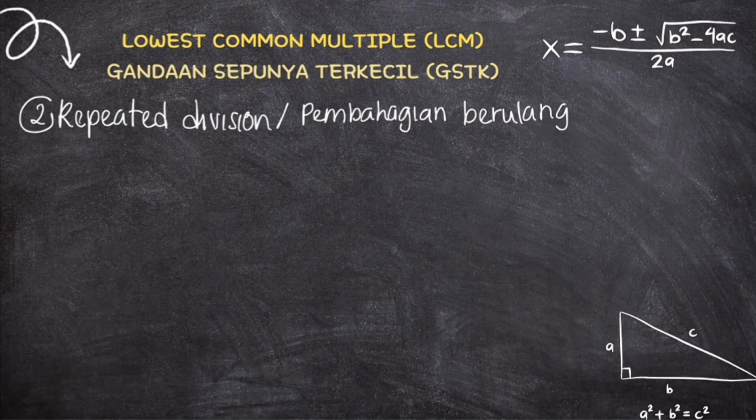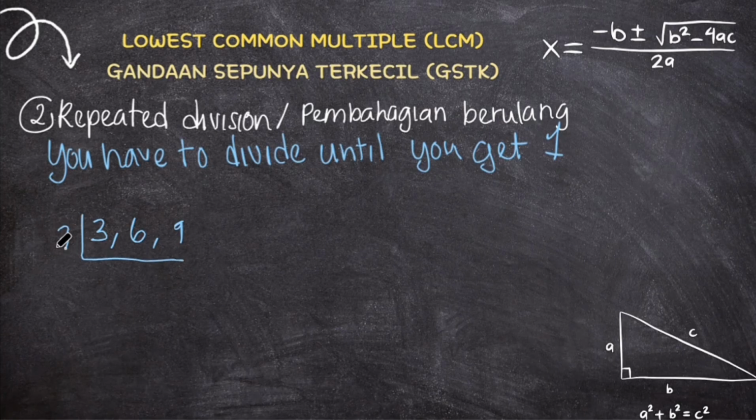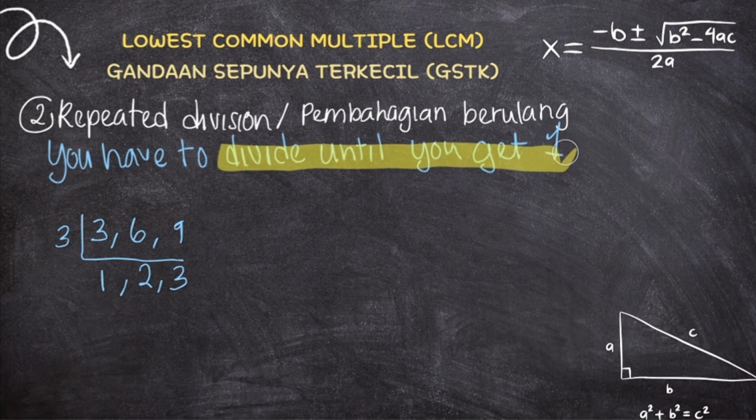This is the same repeated division, but it has some differences. Repeated division for lowest common multiple, you have to divide it until you get 1. For example, the number given is 3, 6, 9. So you divide it by 3. So you get 1, 2, and 3. We know these numbers cannot be divided by any other numbers. But remember, as I said, you should keep dividing until you get to 1.